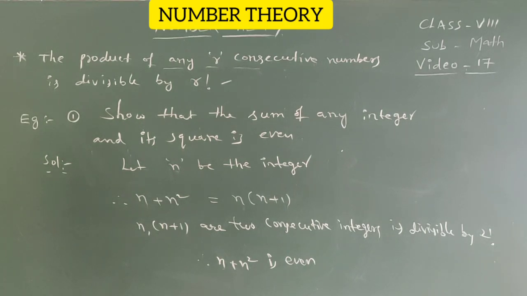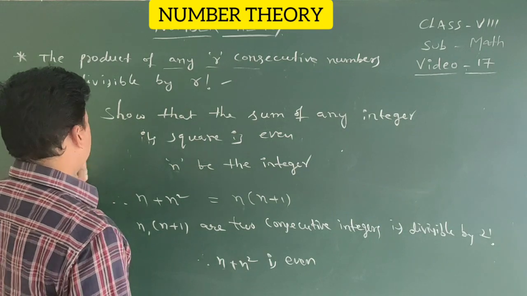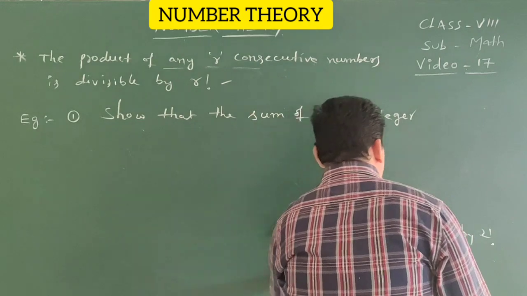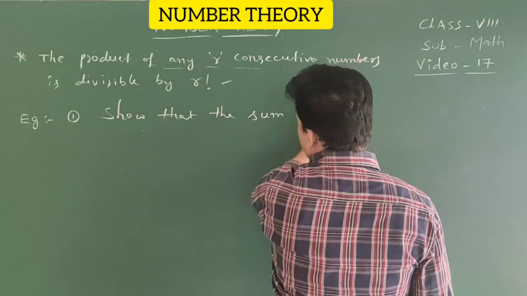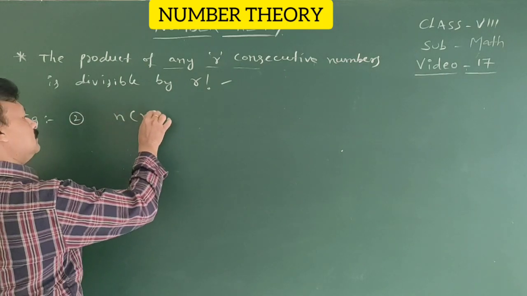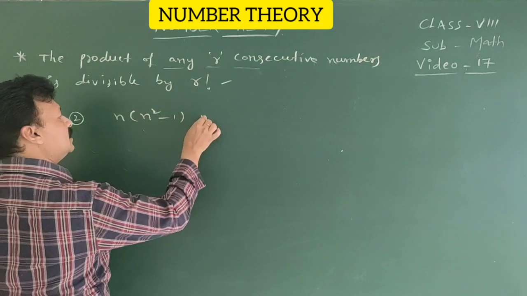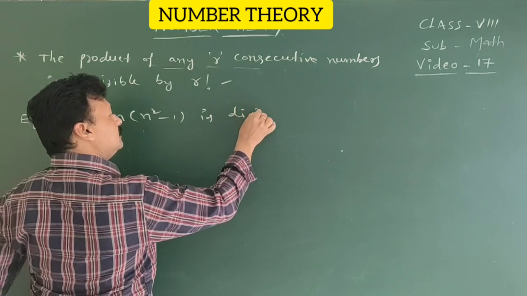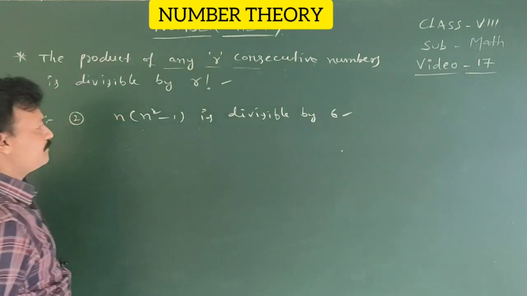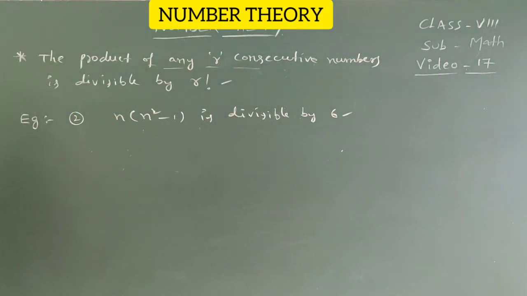Next. Likewise, we can say that n into n square minus 1 is divisible by 6. n into n square minus 1 is divisible by 6.